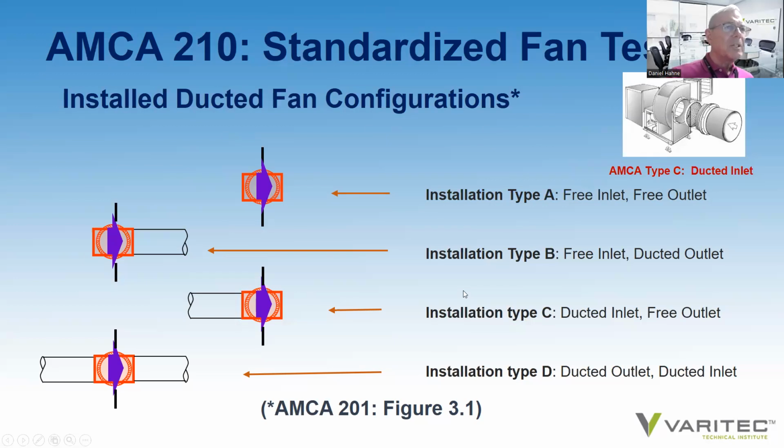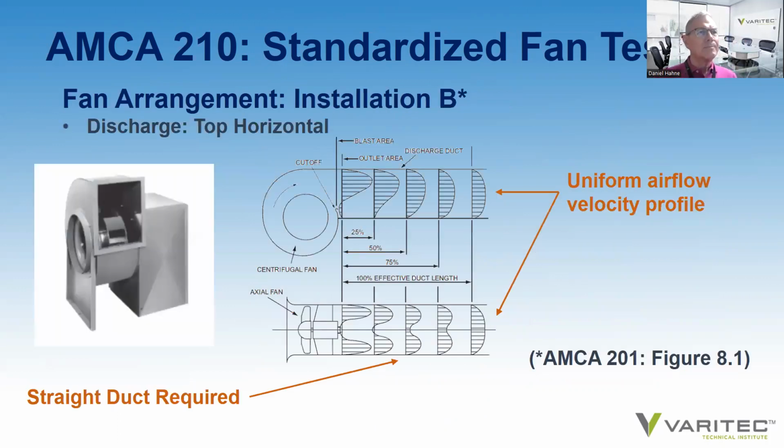There's installation type B, which offers a free inlet and a ducted outlet. There's an installation type C with a ducted inlet and free outlet, and an installation type D with a ducted inlet and ducted outlet. Whenever a fan is turned on, a utility vent set blower, however, notice how the discharge velocity profile is not uniform as it exits the fan outlet.